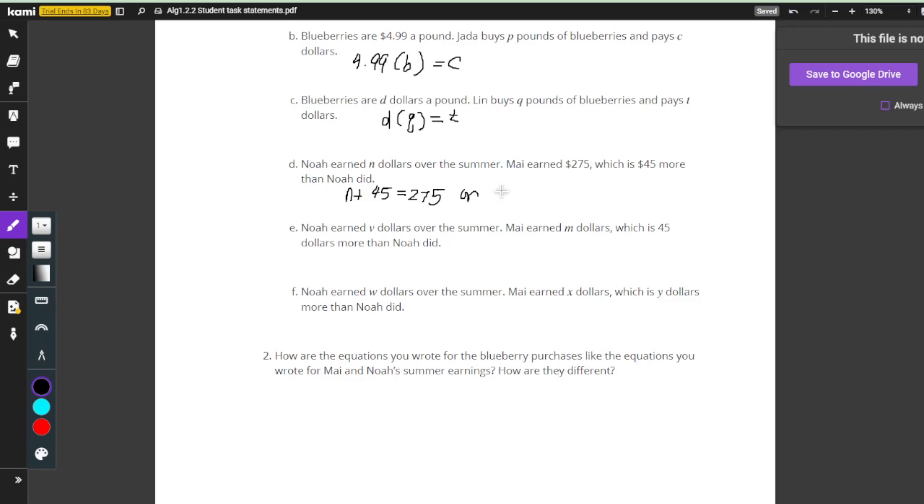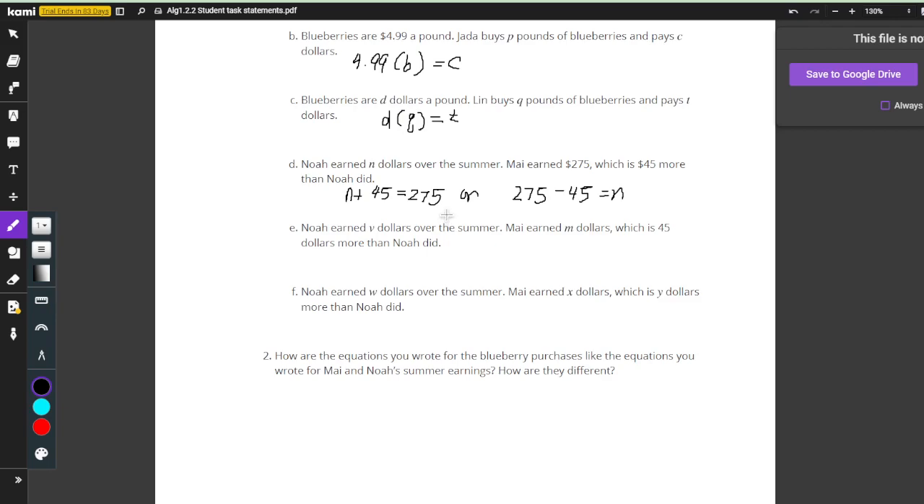There is also another way to write this equation. We can state that 275 minus 45 gives us the amount Noah has. So there are two ways to write this equation. You can either add 45 to Noah, which equals 275, or you can subtract 45 from Mia's amount to get Noah's amount of dollars. Okay, pretty easy.